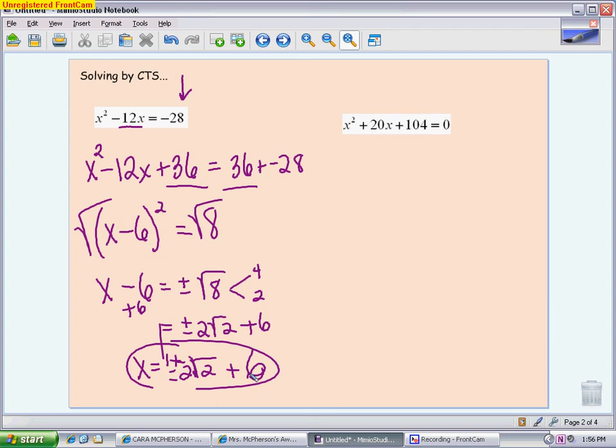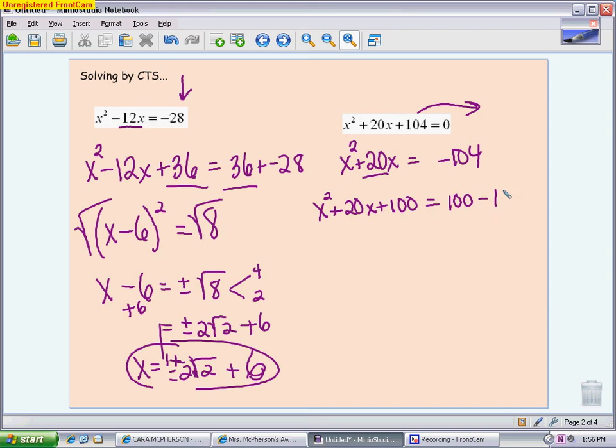Difference here is first I'm going to get this constant to the other side, again, to kind of get it out of the way. So I have x squared plus 20x equals negative 104. I need to figure out what I need to complete the square, so I'm going to use your b value, take half of that, which is 10, square that, that is 100. So I have x squared plus 20x plus 100. If I add 100 on one side, I have to add 100 on the other side.